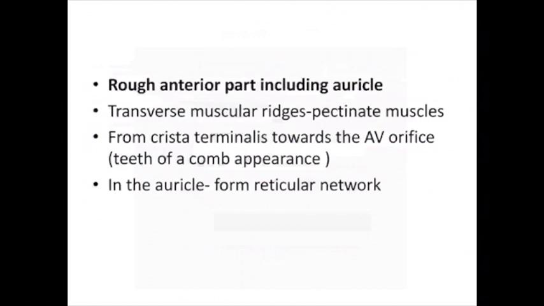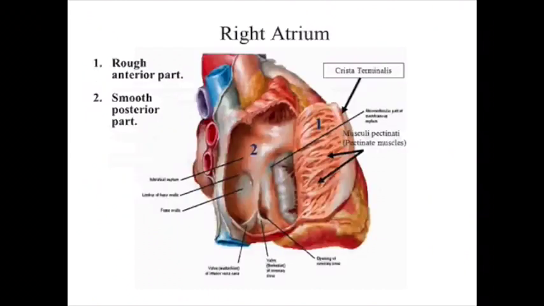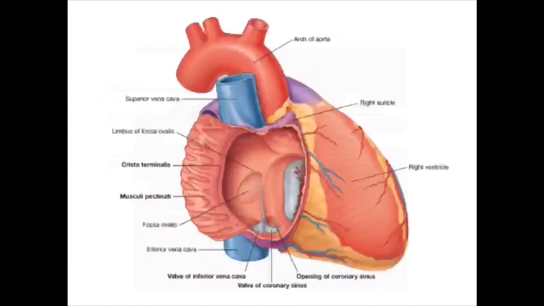In rough anterior part, including the auricle region, there are transverse muscular ridges called pectinate muscles. These extend from crista terminalis towards the atrioventricular orifice, like the teeth of a comb. In the auricle, these pectinate muscles form a reticular network. In this picture, you can see the pectinate muscles.